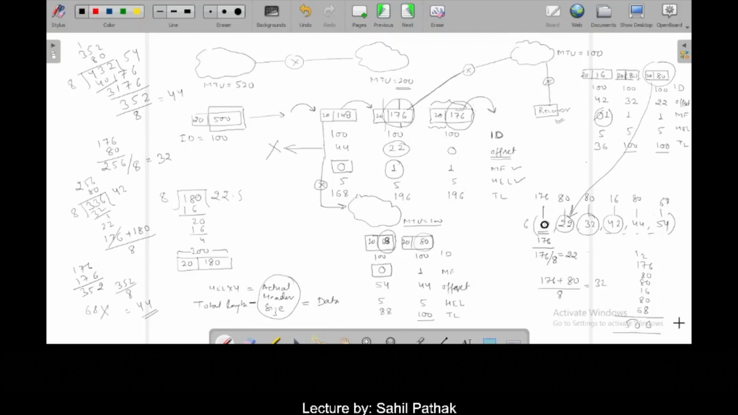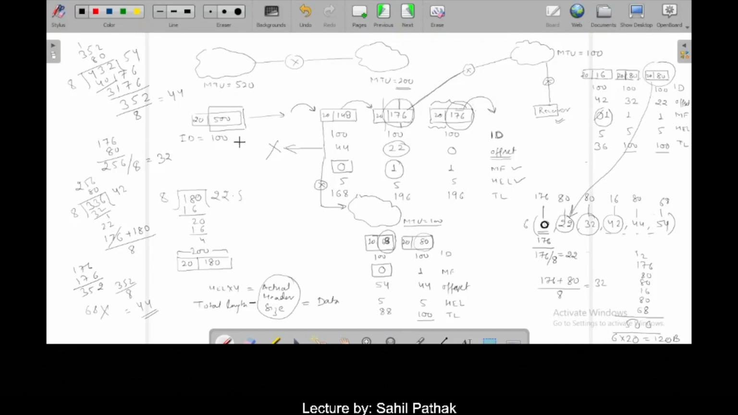So the data bytes are not going to differ in the fragmentation. We will receive the same data bytes as were sent, because we have divided this data into multiple fragments. But the total size is going to differ because we are having more headers. Here there was only one header, but now we have received 6 fragments, so we will have 6 into 20, which is 120 bytes for the headers.